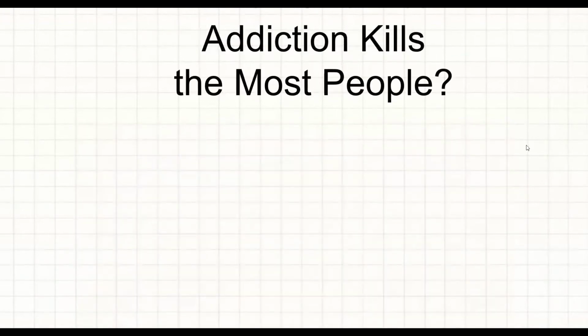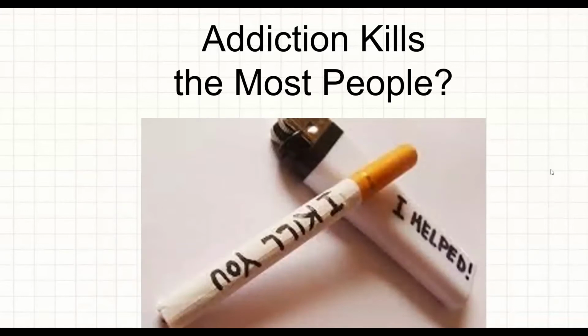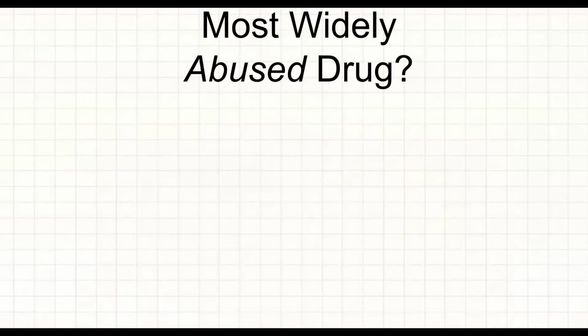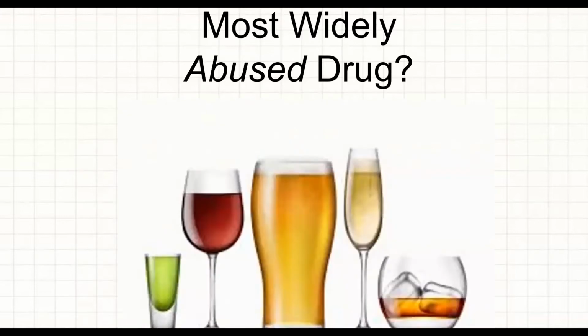Well, which chemical addiction kills the most people? And I think you're all probably familiar with this. Cigarettes and tobacco, which nicotine, of course, is the addictive substance. Nicotine itself is not particularly harmful, but it's all of the other components of tobacco that cause the deleterious effects that we see. And then, what's the most widely abused drug? Well, it's legal, it's sexy, and it has appeal, and it's alcohol.